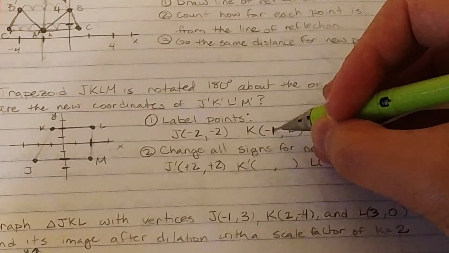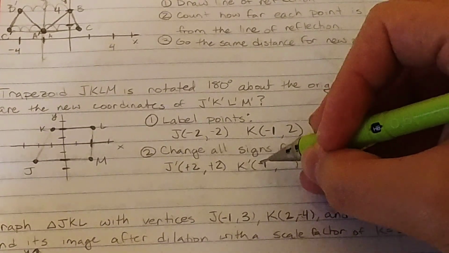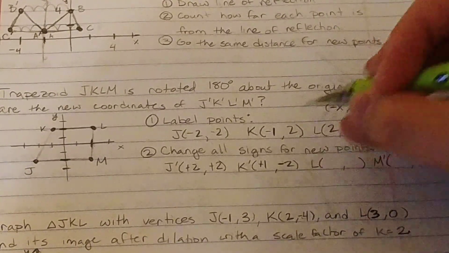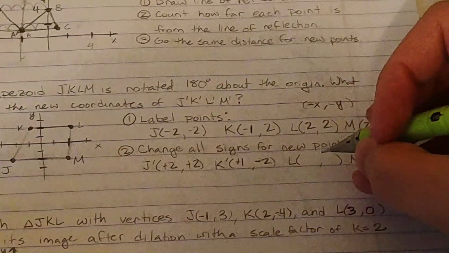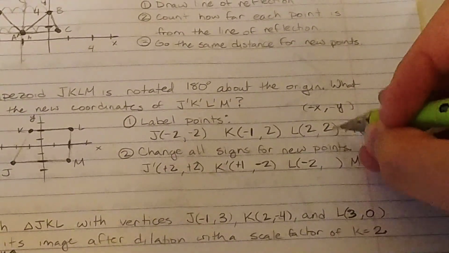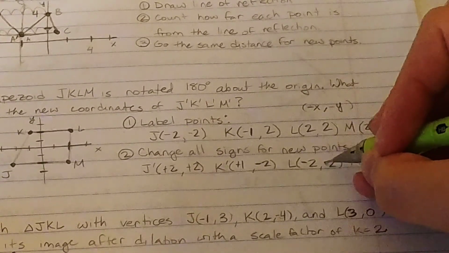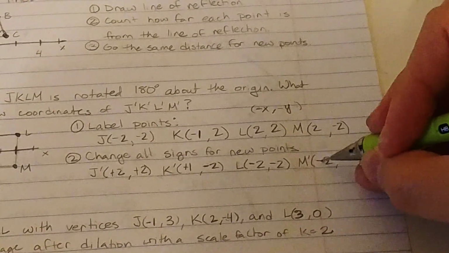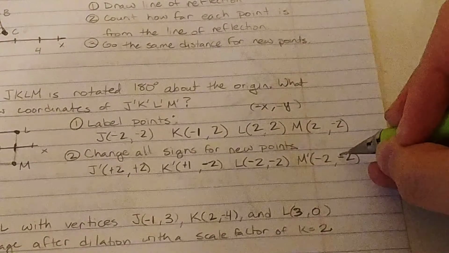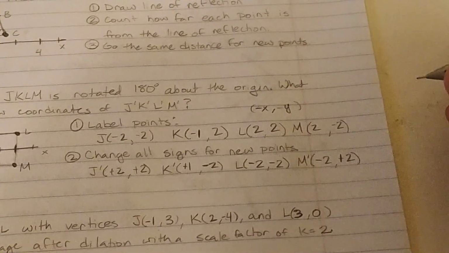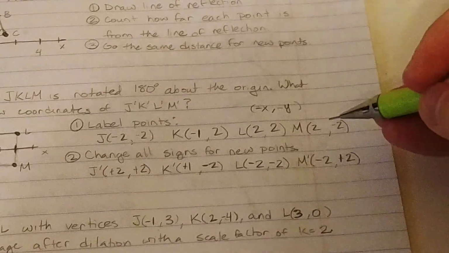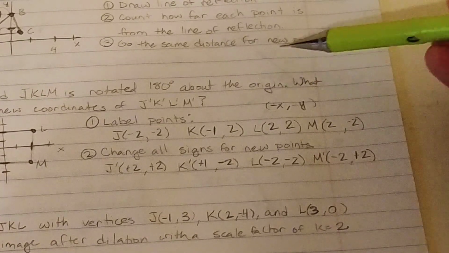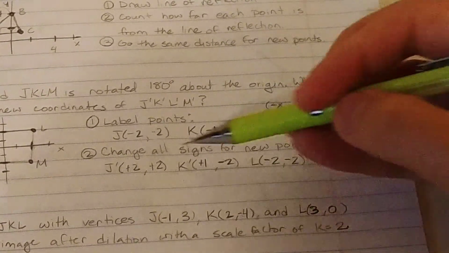That's it. Here we have -1, change the sign, becomes positive. Here we have a +2, change the sign, becomes negative. Here we have a +2, change the sign, becomes -2. It's a positive, so change the sign, becomes -2. Here we have a -2, change the sign, becomes positive. Okay, and that's all we have to do. It doesn't say to graph, it just says what are the new coordinates, and that's it.